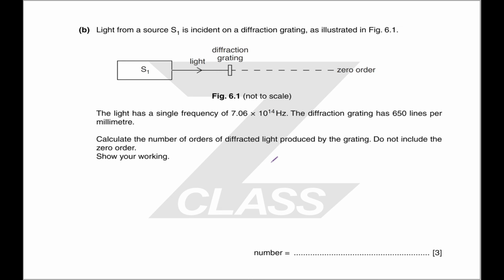Light from a source, S1, is incident on a diffraction grating. So, diffraction grating equation, as standard, n lambda equals d sine theta. Calculate the number of orders of diffracted light.